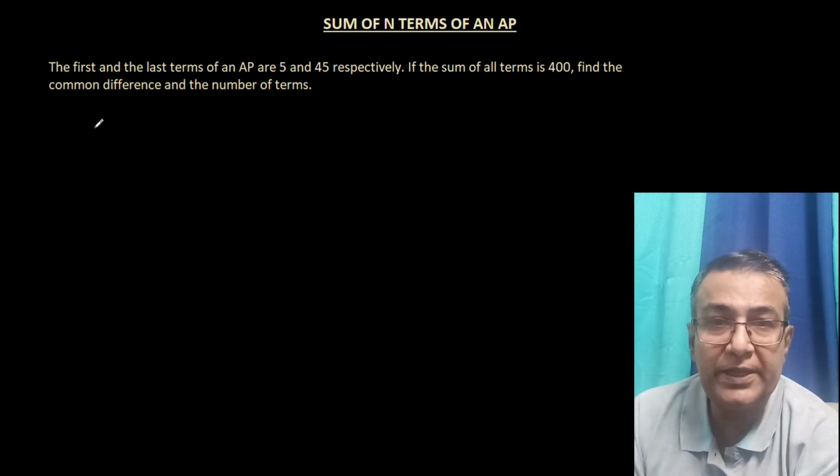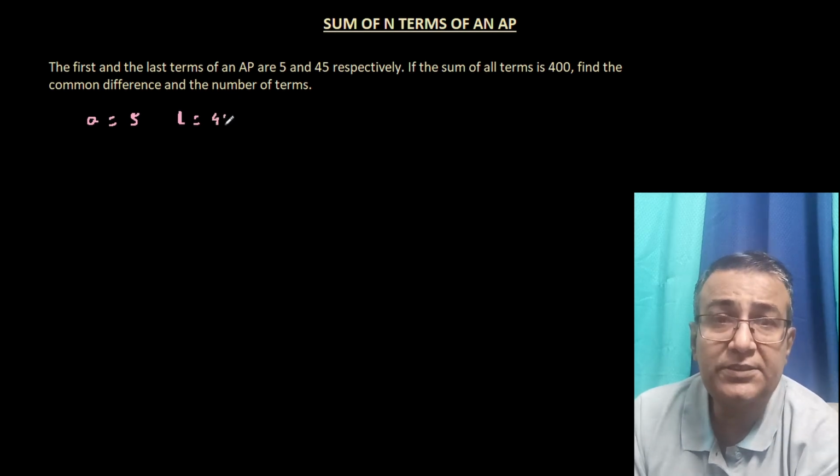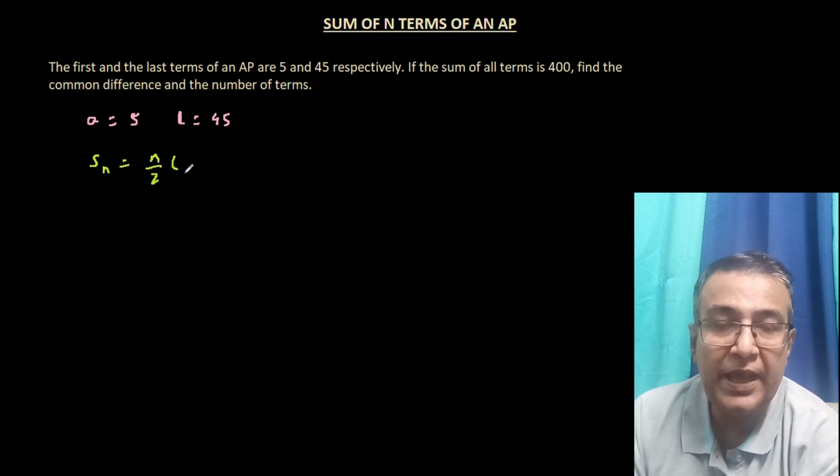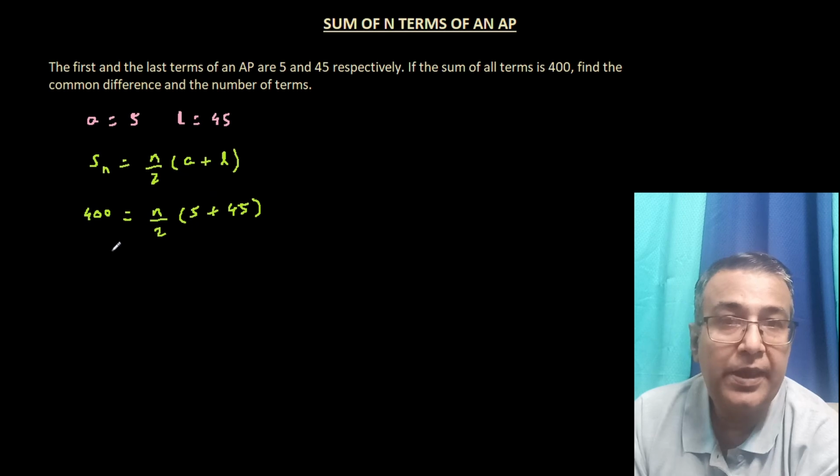So according to the question, we can see that the first term A is equal to 5, and L, which is the last term, can be denoted by the letter L, is equal to 45. Now since the last term is given to us, we can use the formula for sum of n terms as S of n is equal to n upon 2 times A plus L. And because we know that the sum of all terms is equal to 400, we can just put in the values. So 400 is equal to n, we don't know as yet, so n upon 2 times 5 plus 45, because A is 5 and L is 45.